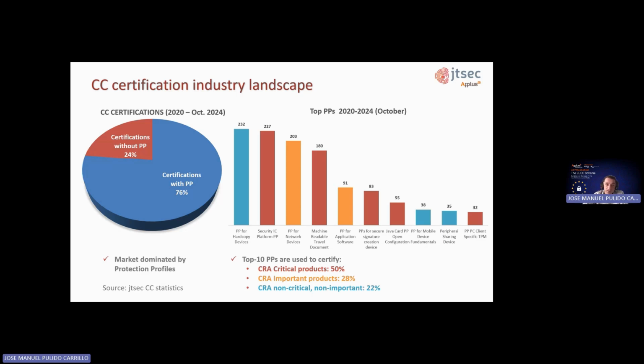And we found as well that non-important and non-critical products, which in principle should not have a need for cybersecurity certification, are indeed certified. For example, the most used PP in the industry is the PP for hardcopy devices, multifunction, scanners, printers, etc. So they could benefit from the existing certification to comply with CRA.